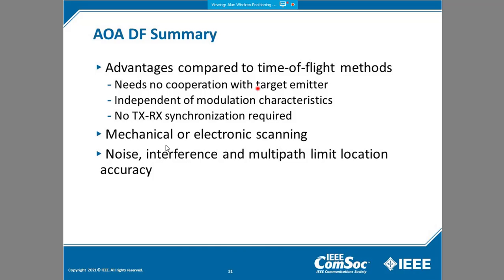This has advantages compared to the time of flight methods. It doesn't need cooperation. It's not dependent on the modulation. No synchronization is required. Either mechanical or electronic scanning can be used. And as we saw earlier, noise, interference and multipath will limit its accuracy. So again, we've already discussed the methods used in that very early slide, where we saw how to convert angle of arrival and range measurements, distance measurements, to location.